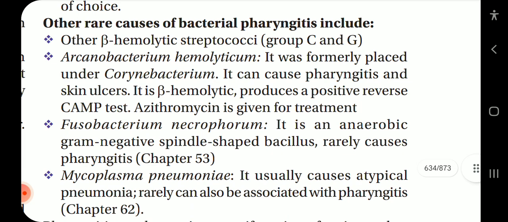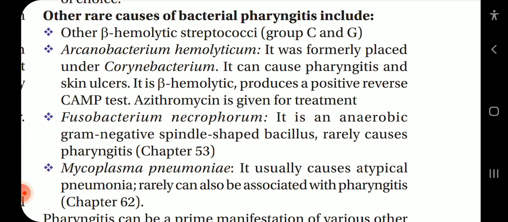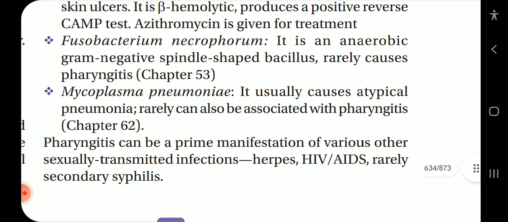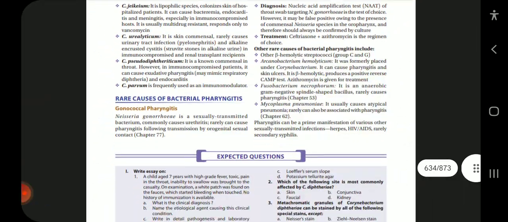Other rare causes of bacterial pharyngitis include other beta hemolytic Streptococcus groups C and G, and Arcanobacterium haemolyticum, which was formerly placed under Corynebacterium. It can cause pharyngitis and skin ulcers. It is beta hemolytic and produces a positive reverse CAMP test. Azithromycin is given for treatment. Fusobacterium necrophorum is an anaerobic gram-negative spindle-shaped bacillus that rarely causes pharyngitis. Mycoplasma pneumoniae usually causes atypical pneumonia, which can also be associated with pharyngitis. Pharyngitis can be a primary manifestation of various other sexually transmitted infections like herpes, HIV/AIDS, and rarely secondary syphilis.